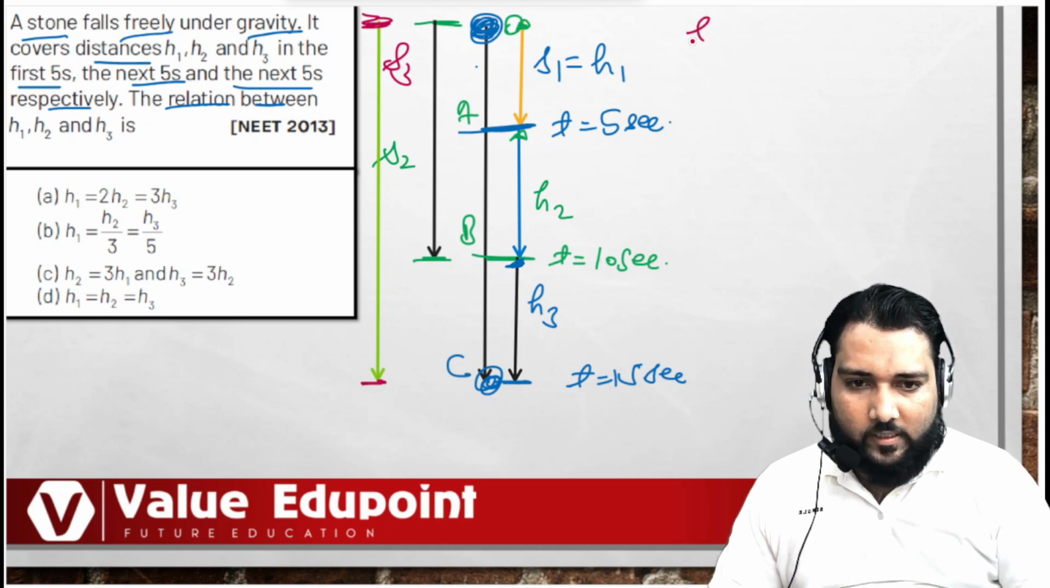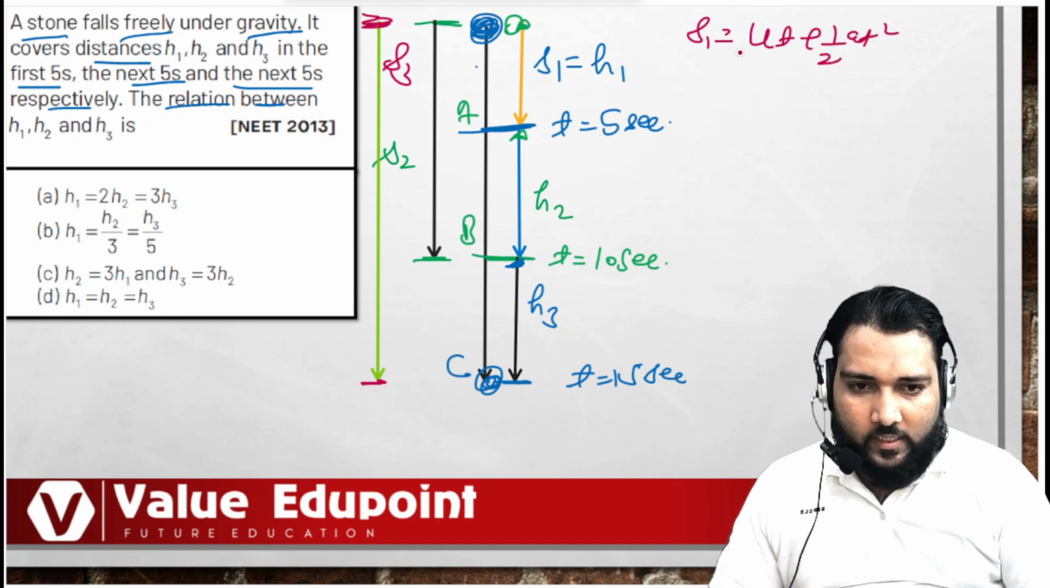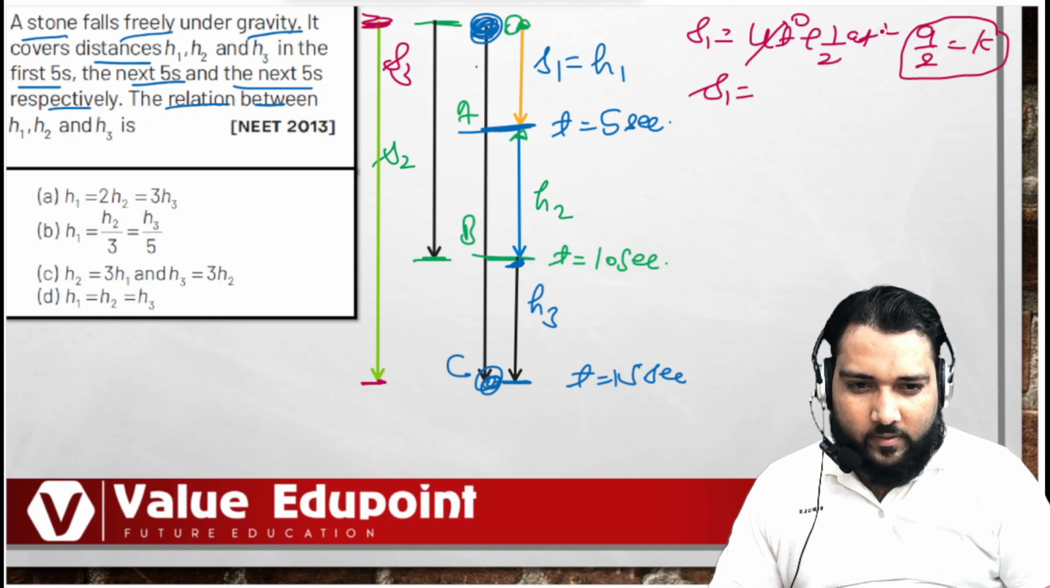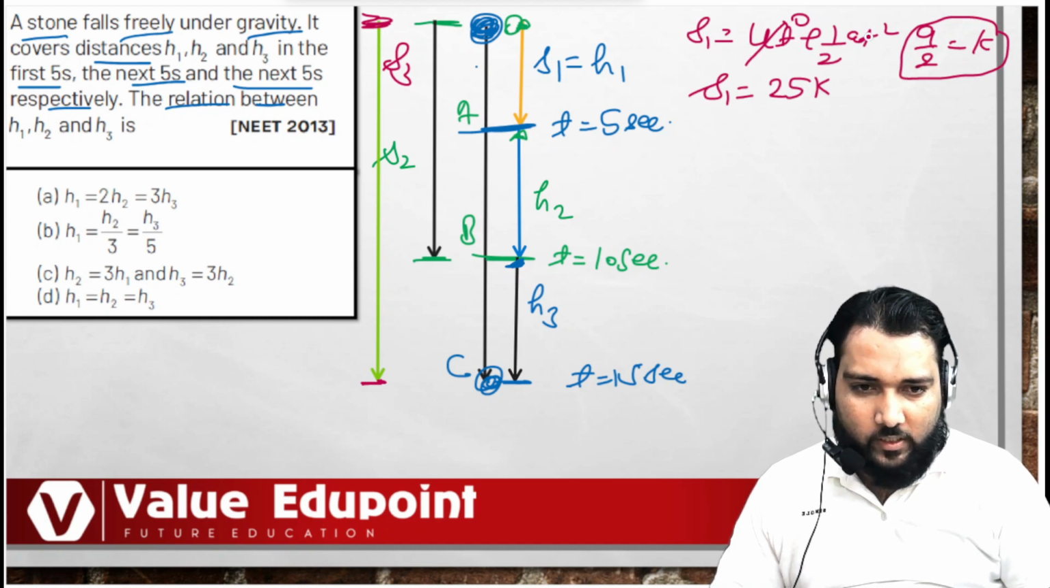So we can easily calculate s1, which equals ut plus half a t square. Here the displacement is downward and the acceleration is downward, so there's no need to worry about signs, and the initial velocity is 0. So s1 comes out to be, with time in the first 5 seconds, taking a by 2 as a constant k, t is 5 seconds, so this comes out to be 25k. To understand the problem, I am taking a by 2 equals k.